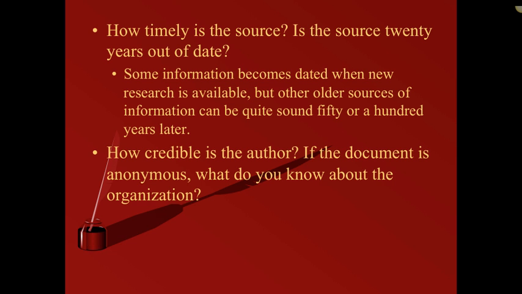How credible is the author? If the document is anonymous, what does that tell you about the organization? So for example, if you read an article online that has a .gov URL, that means it's written by some part of the government, and the government rarely gives credit to one individual. So what do you know about that organization? If you're going to look at an article on healthcare.gov, what does healthcare.gov do? What is their function? Is there anything about that site that might be biased one way or the other?